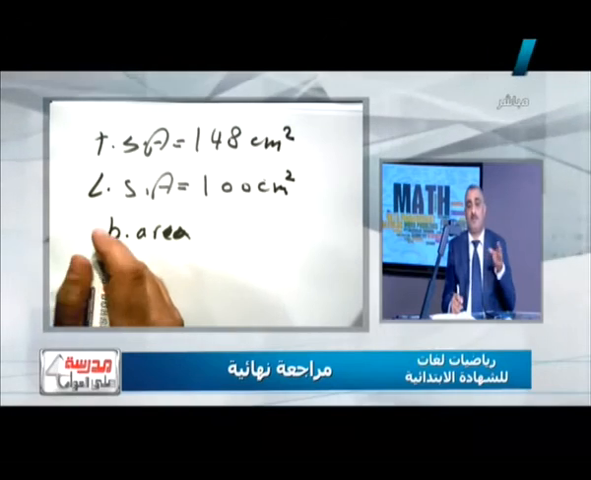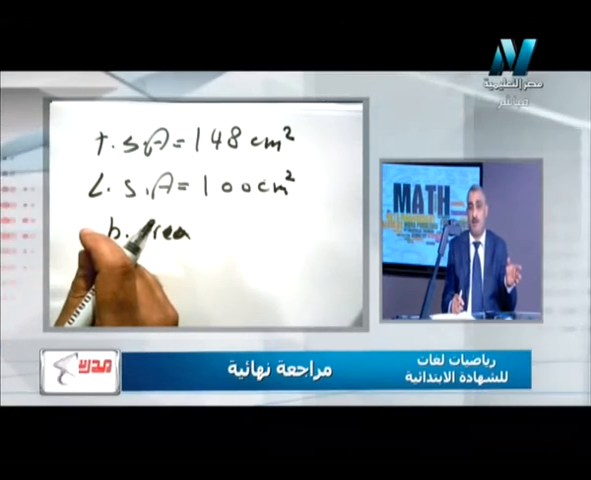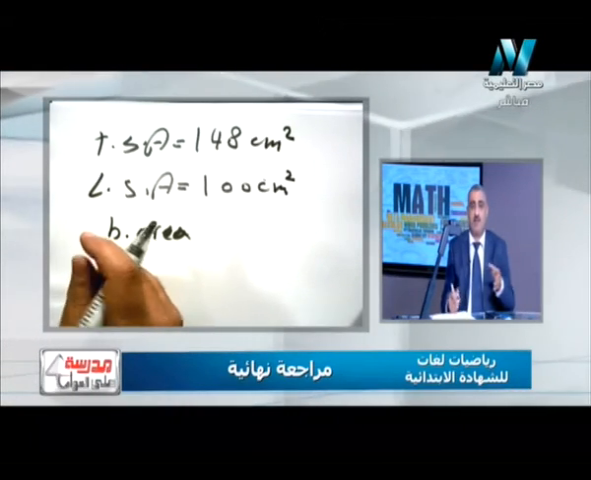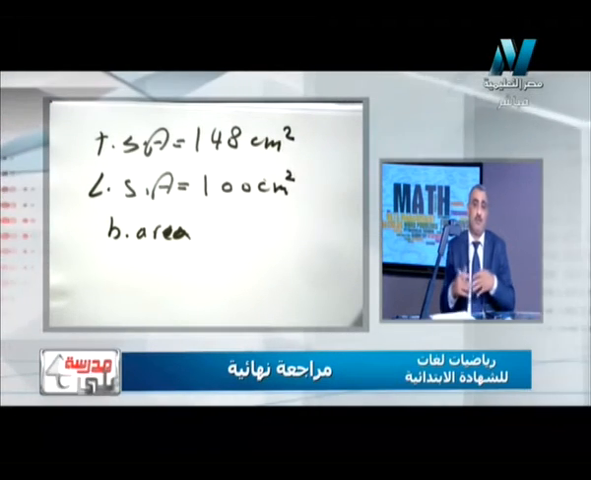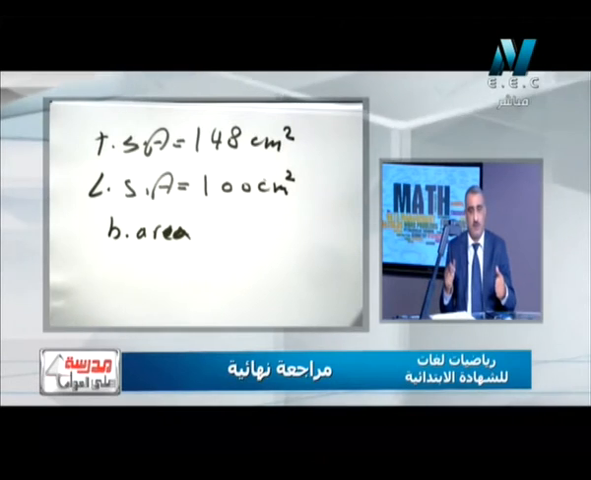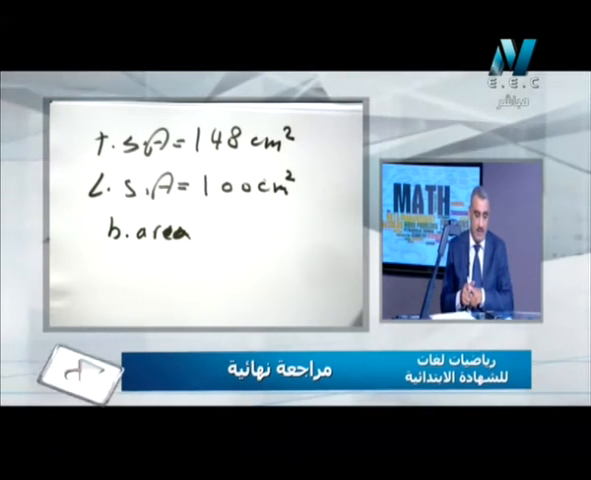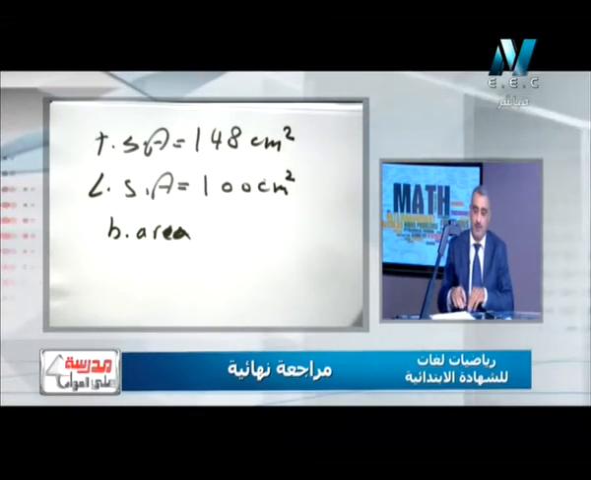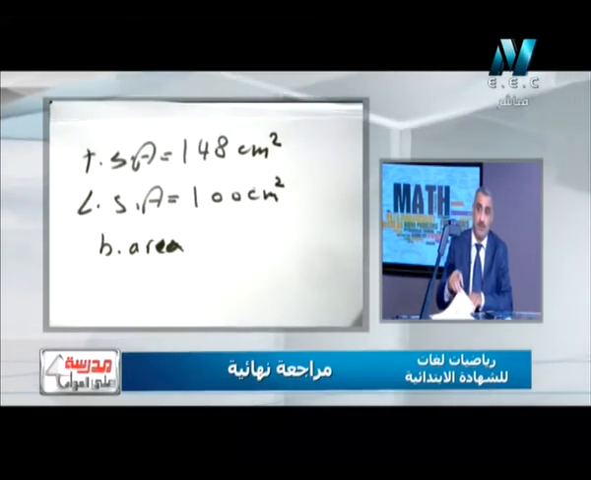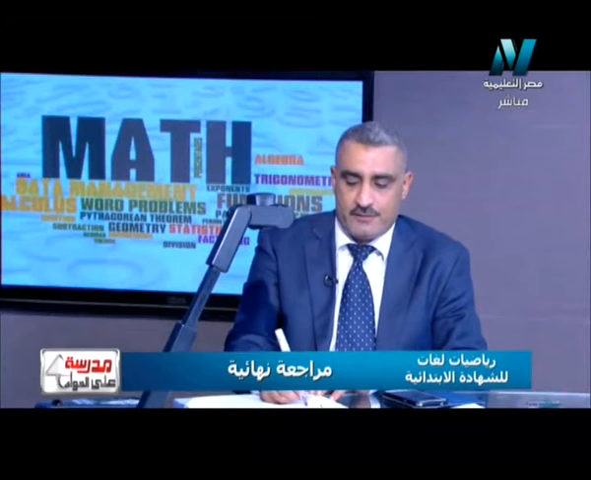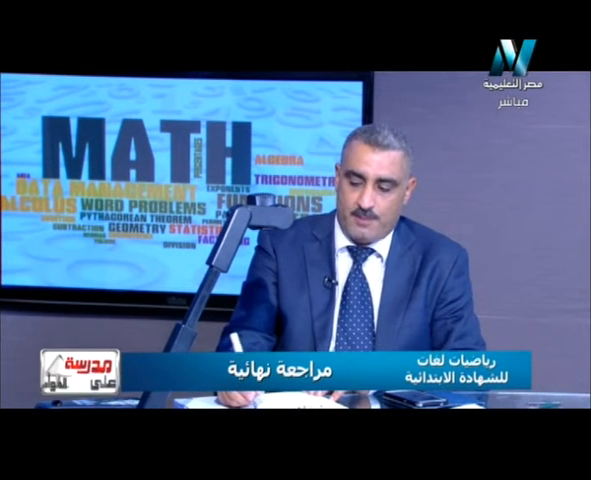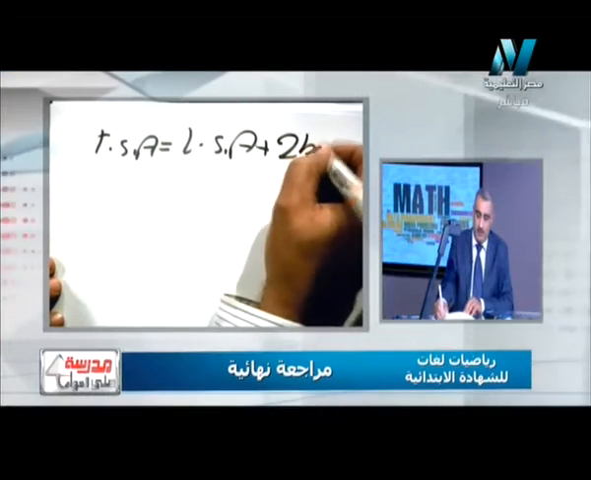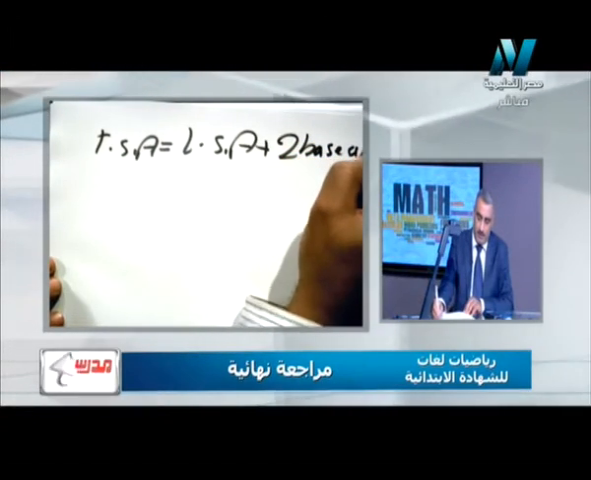He gives me the total surface area and the lateral surface area, and he asks about the base area. How can we deduce the base area? We have the lateral surface area of a cuboid and the total surface area of a cuboid. Just write the rule. Total surface area of a cuboid equals what? Lateral surface area plus 2 times the base area.